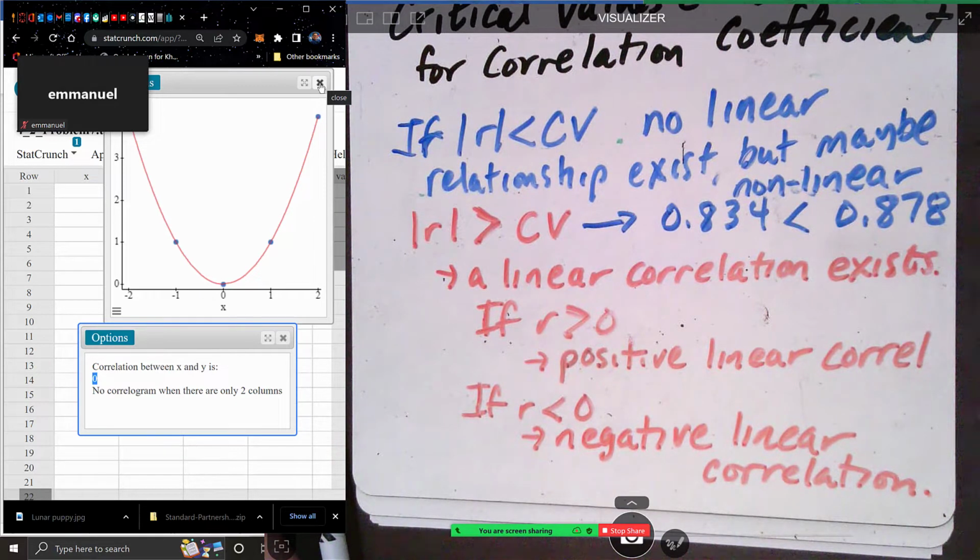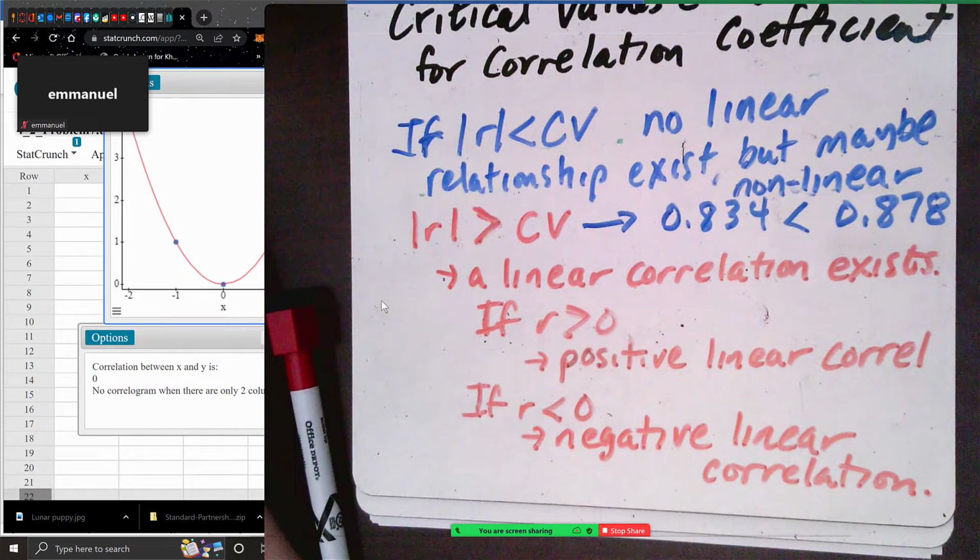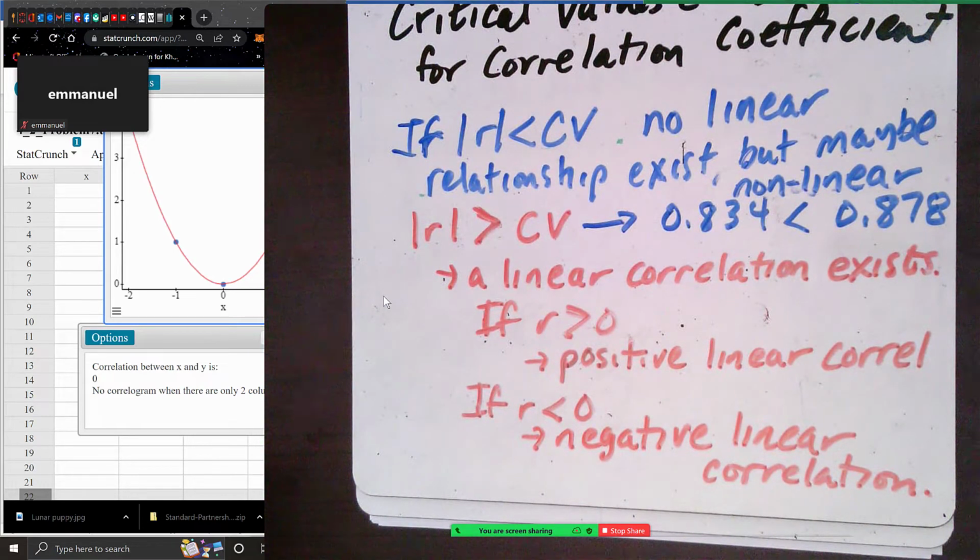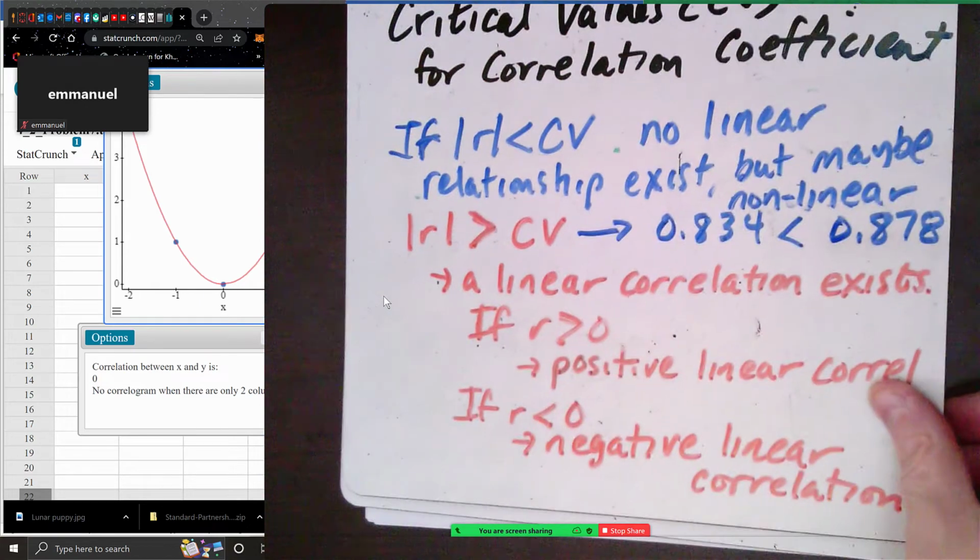So there's a lot going on with this R. I think I need to give you a little bit more about it. And we'll do that on the next page. Give you guys a second to write that stuff down. Okay.